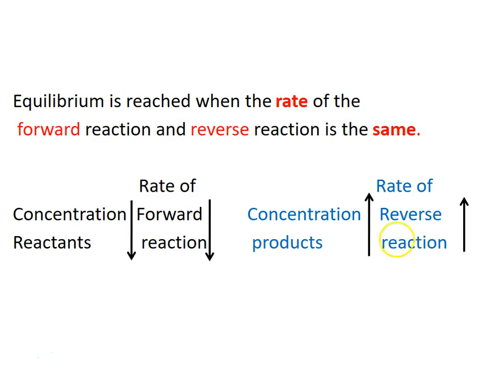Okay, equilibrium is reached when the rate of the forward and reverse reactions is the same, so your explanation always needs to start with concentration. Concentration of the reactants goes down, so the rate of the forward reaction goes down. Concentration of the products goes up, so the rate of the reverse reaction goes up, until the rates are the same.